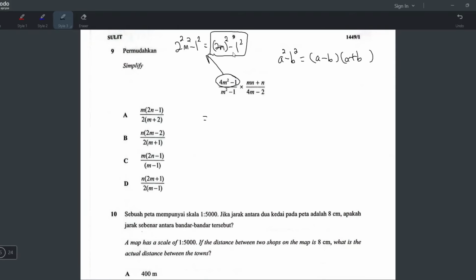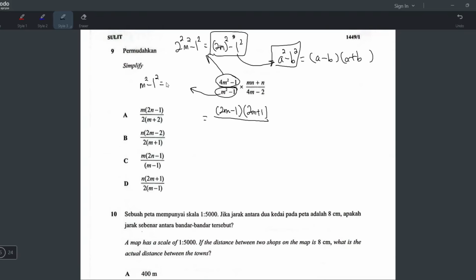And the reason why I write like that is because you can see it's the same as this form already: a square minus b square. Your a is the 2m, your b is the 1. So that means this thing can change to 2m minus 1, 2m plus 1. Okay, what about the bottom one? Can I factorize? Can also, right? Because m square minus 1 is m square. Can you write this as 1 square? Yeah, because 1 square is 1. Okay, that's why I can do that.